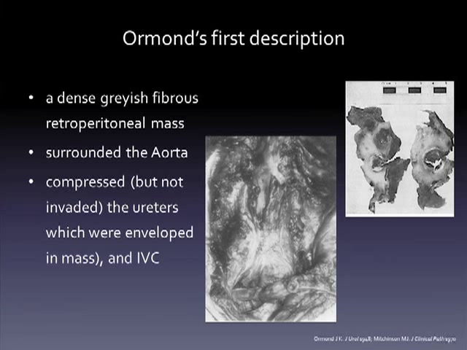Further down the line, Mitchinson in 1970 published 40 cases of retroperitoneal fibrosis, and I took these pictures from him. And this is an illustration of this whitish mass that surrounds the lower part of the aorta.